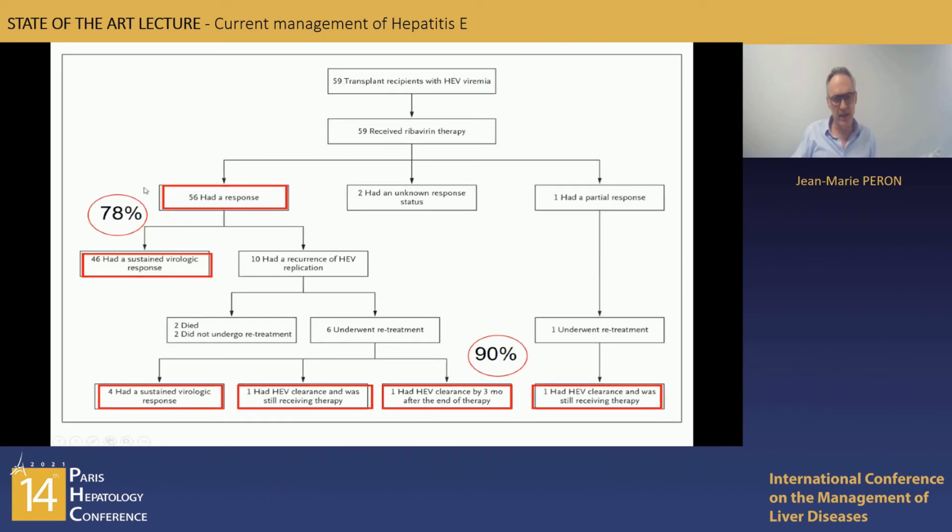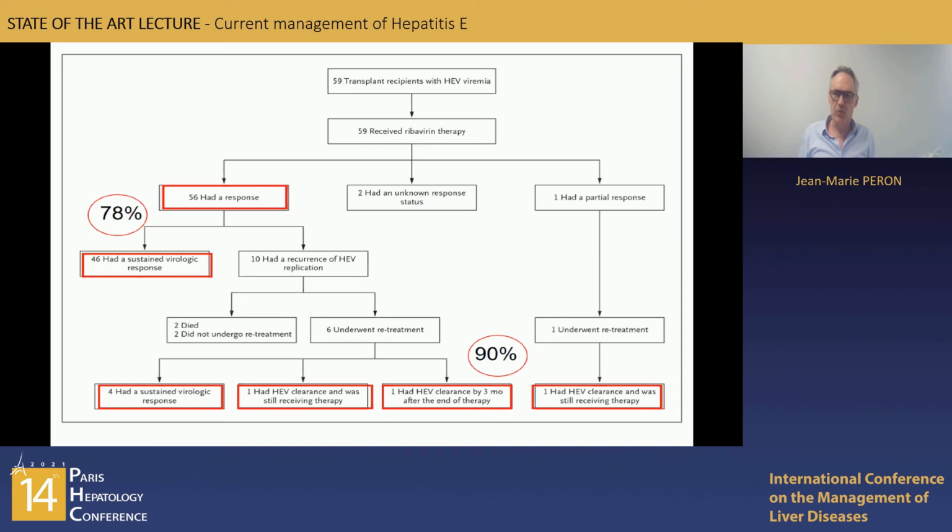And as you can see, you had up to 80% sustained virologic response, which means patients were cleared and were cured of HEV infection when you do a 3 months regimen of ribavirin. And the patients that had a recurrence were treated 6 months, and then you have 90% sustained virologic response. So ribavirin has very strong efficacy in the treatment of chronic hepatitis E.